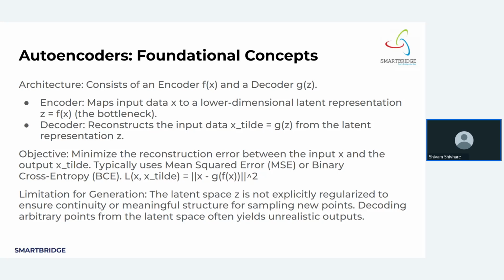Limitation for generation: the latent space z is not explicitly regularized to ensure continuity and meaningful structure for sampling new points. So there is an issue with the latent space being explicitly regularized. While generating data, meaning decoding and generating new data, it needs to stay within the structure of the latent space. It needs to take care of that, otherwise it is going to cause errors and issues.